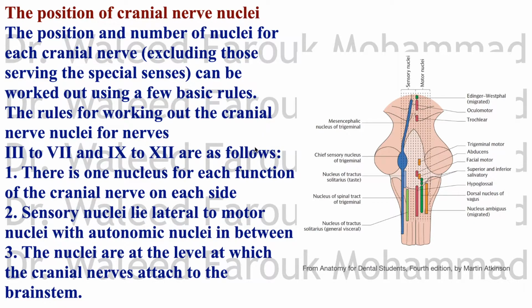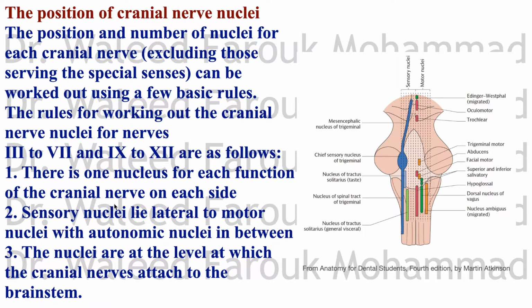Now, the position and number of cranial nerve nuclei for each cranial nerve, not considering those serving as special senses, you can use some rules for working out the cranial nerve nuclei for nerves 3 to 7 and 9 to 12. The rules are as follows. There is one nucleus for each function of the cranial nerve on each side.